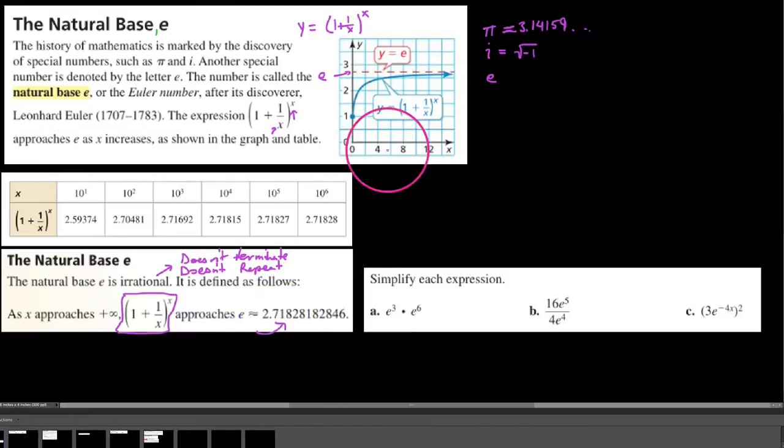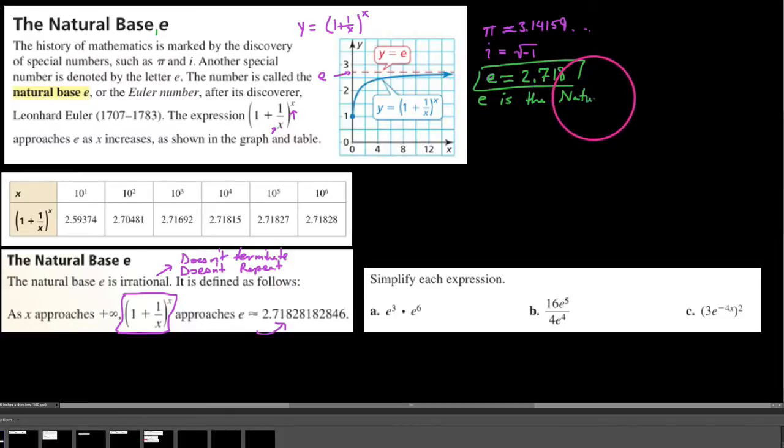For all intents and purposes, when it comes to knowing e, we typically know e is 2.718. One thing that I want you to know right now is this: e is a number. We call it the natural base, and we say e is a constant. It is a number, and so it's never going to change. It's always equal to this 2.718-ish. And if you want to go beyond that, then I suppose we could extend this here.